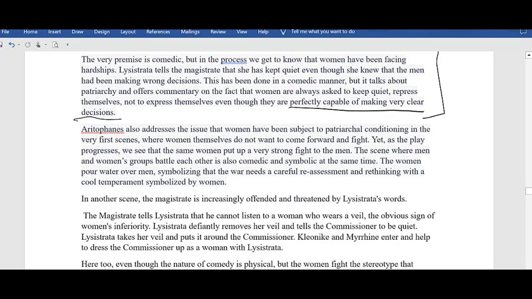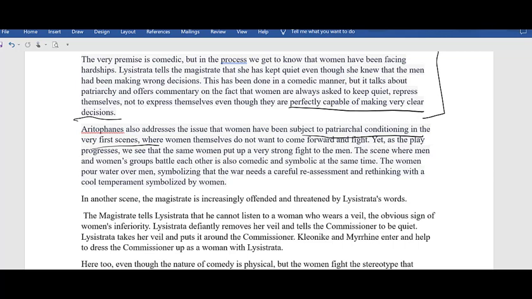Aristophanes in the play also addresses the issue that women have been subject to patriarchal conditioning in the very first scenes, where women do not want to come forward and fight yet. So in the very beginning, we get to see that women are also falling into that stereotype, but as the play progresses, we see increasingly that women are able to fight that stereotype, right? The same women put up a very strong fight against men.